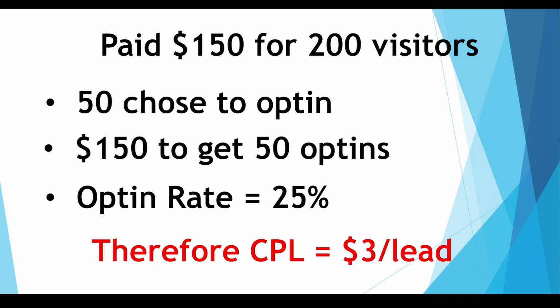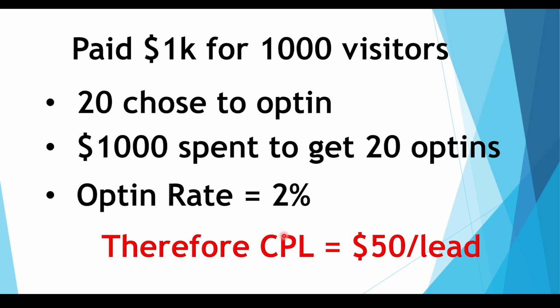So the first example was $1.30 per lead. The second example was $50 per lead. And this example, it's $3 per lead. And once again, how did we figure that out? With the mathematical example, cost per lead is the total amount of money divided by the total leads. So here's your money. You spent $150 and your total amount of leads is 50. 150 divided by 50 equals $3 per lead.